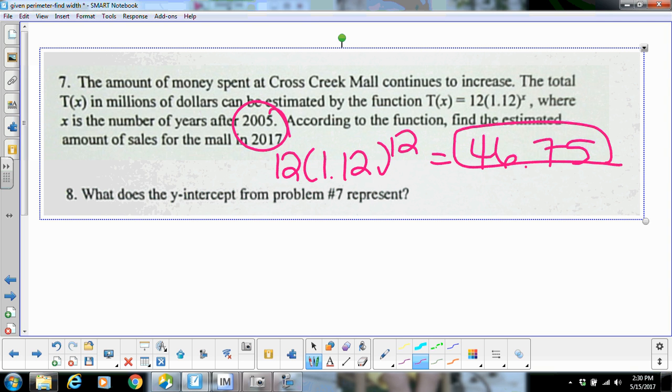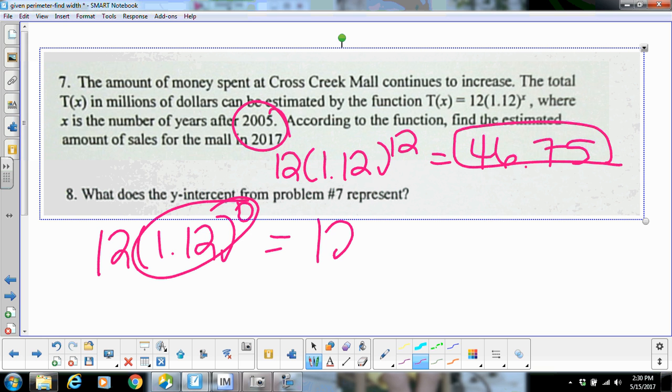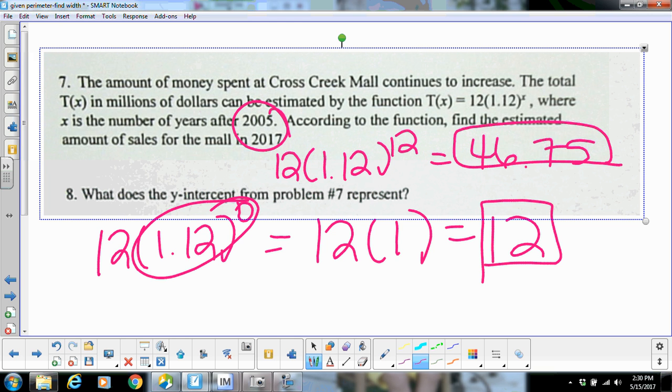Okay, and then what does the y-intercept mean? Well, the y-intercept means your x value is 0. So if we were to plug in 0, anything to the 0 power, remember, gives us 1. So that gives us 12. 12 is our y-intercept, which is also our initial here. So that would be the amount of money that Cross Creek Mall spent in 2005.